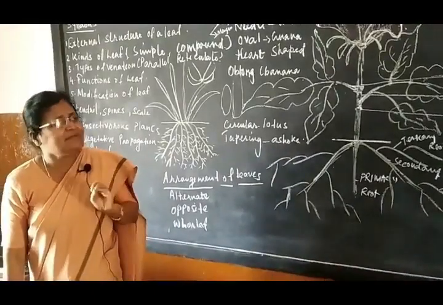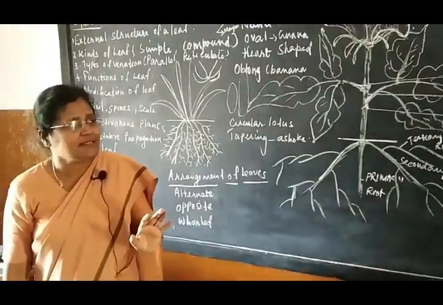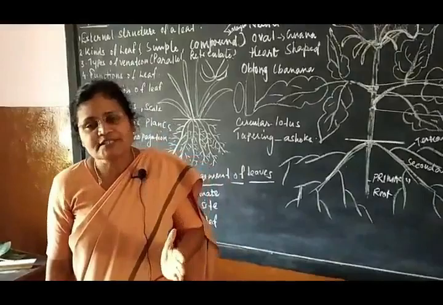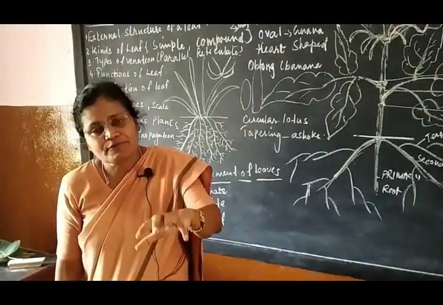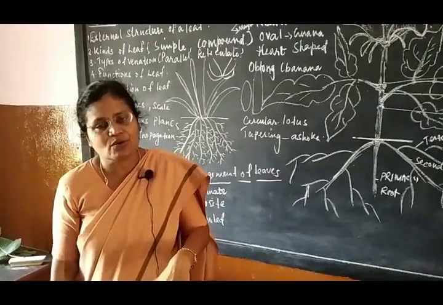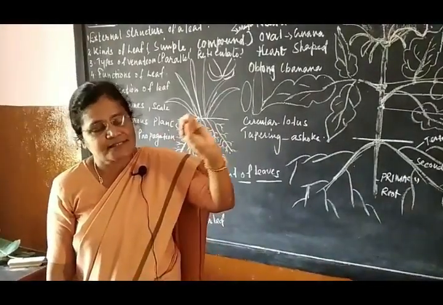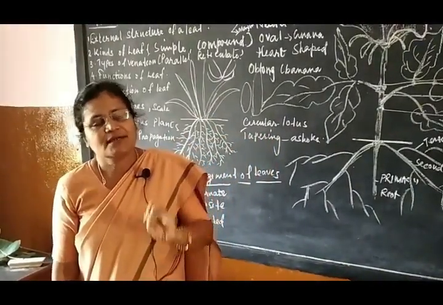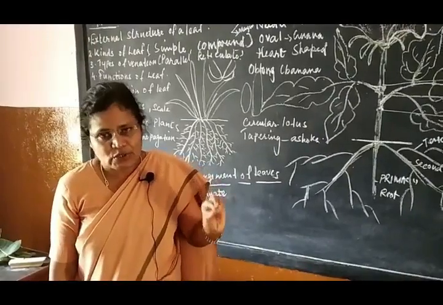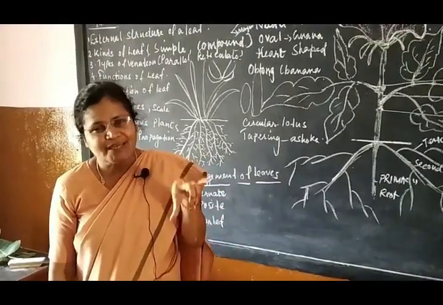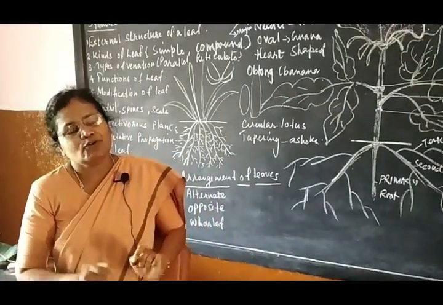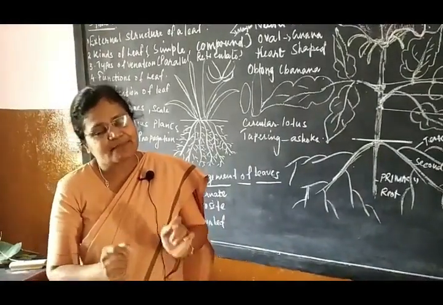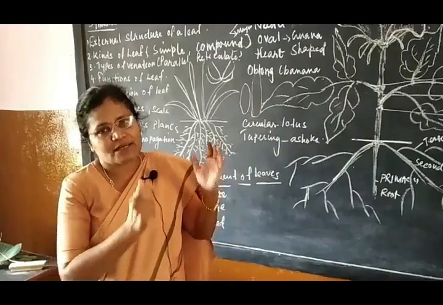Now, let me tell you a little bit about photosynthesis, not so much, a little bit. Photosynthesis is, I will put it in a simple manner, preparation of starch or glucose using sunlight, water, carbon dioxide and chlorophyll. I am putting it in a very simple manner because the real definition is complex. Photosynthesis: synthesis means preparation, photo means light.